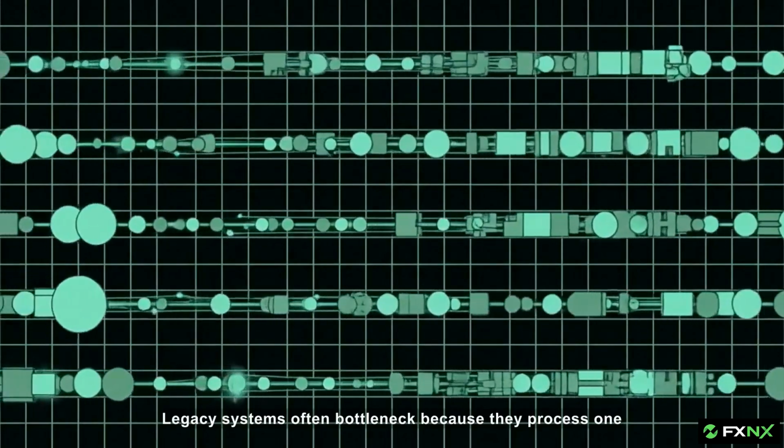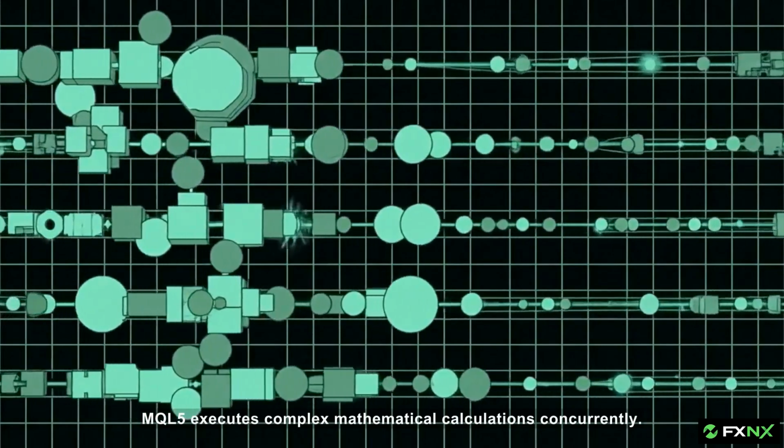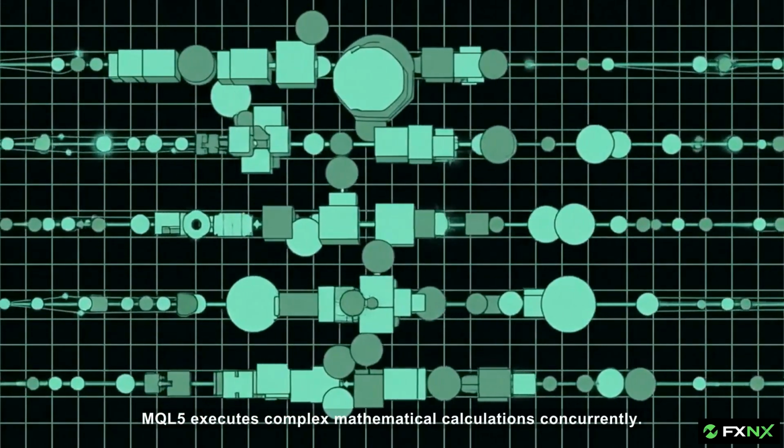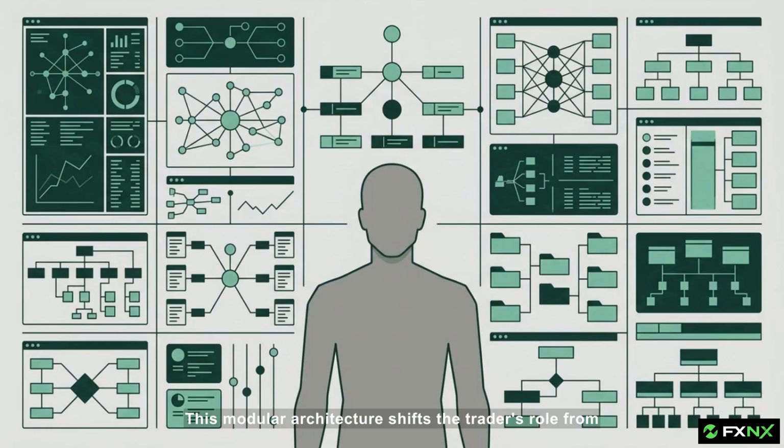Legacy systems often bottleneck because they process one task at a time. MT5 executes complex mathematical calculations concurrently. Because of this, a single piece of code can simultaneously monitor the USD JPY, GBP USD, and AUD USD, and instantly execute trades based on their correlated movements. This modular architecture shifts the trader's role from reactive clicking to high-level systems management across a multi-asset portfolio.